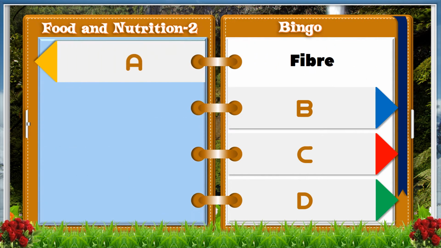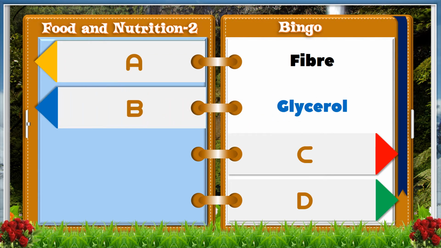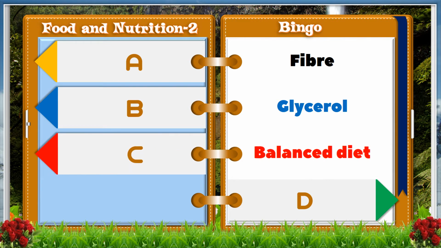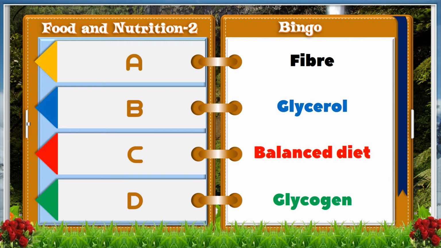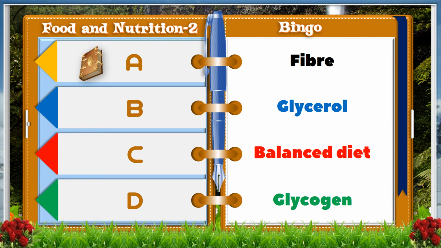A, fiber. B, glycerol. C, balanced diet. D, glycogen. And the answer is A, fiber.